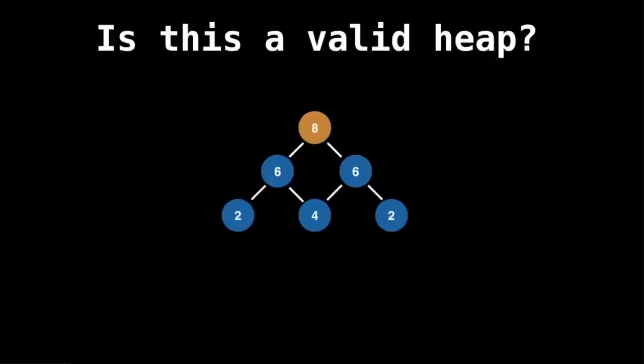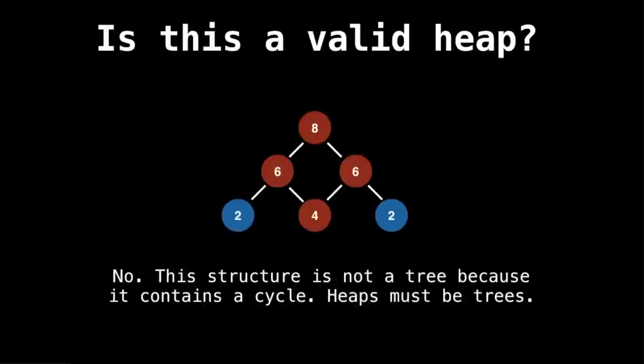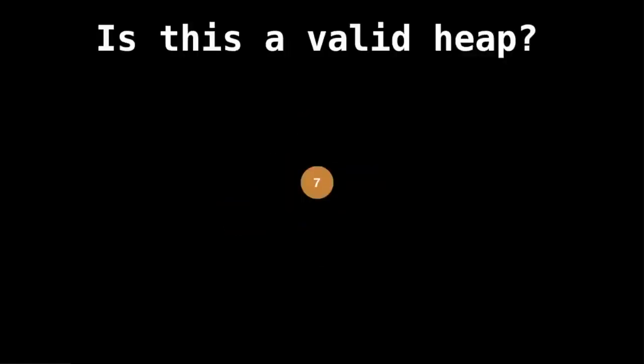How about this one? No, this structure is actually not even a tree because it contains cycles. All heaps must be trees. What about this one? Yeah, it's a heap. What about this one? Also a heap, because it satisfies the heap invariant that all nodes are less than or equal to, or greater than or equal to, their parent. How about this one?